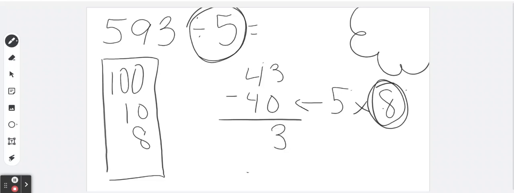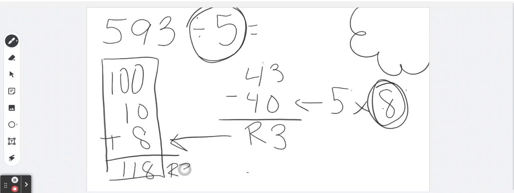Now, 3 is less than my divisor. So since it is less and we cannot take 5 away from 3, it's too small, this 3 is going to become my remainder. So now I'm going to put this over here. So now I can add everything in my box. I have 100 plus 10 plus 8. That's going to give me 118. But I cannot forget about that remainder 3. So my answer, 118, R3. Our R is our leftover. Our R is our remainder.